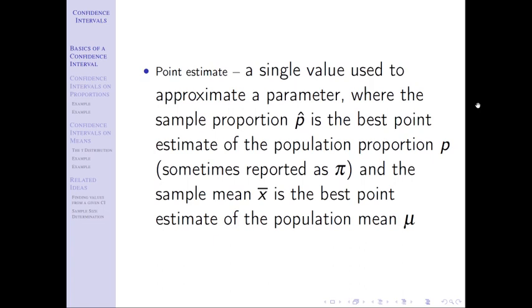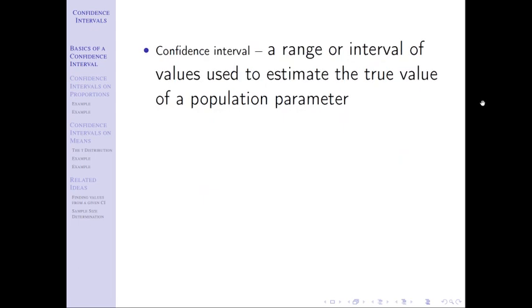And that's what this whole chapter is about. We're going to dive deeper down the rabbit hole and say, yes, p hat is the best point estimate for p, x bar is the best point estimate for mu. However, I need to understand how good of an estimate that may be. And that's what the rest of the chapter talks about. And so how are we going to do that? We're going to do that by a confidence interval. A confidence interval is defined as a range or interval of values used to estimate the true value of a parameter.